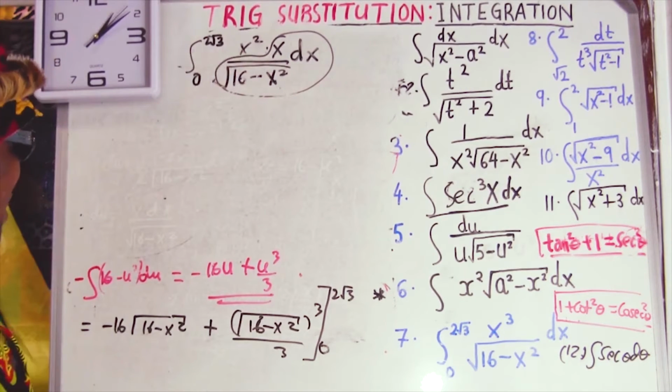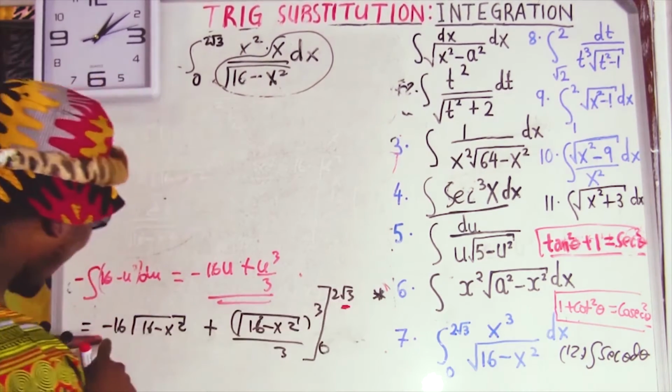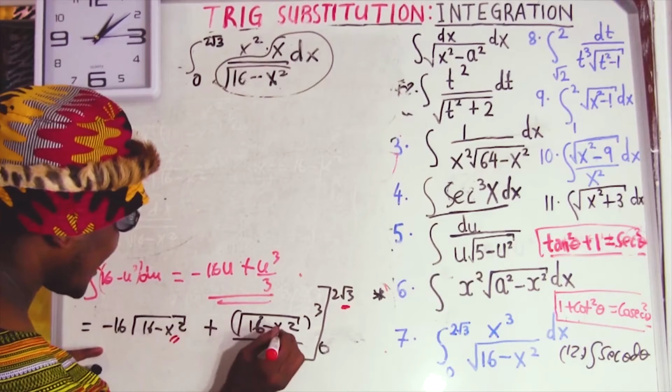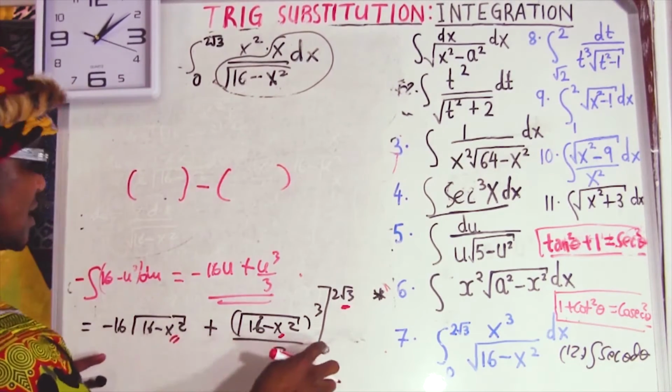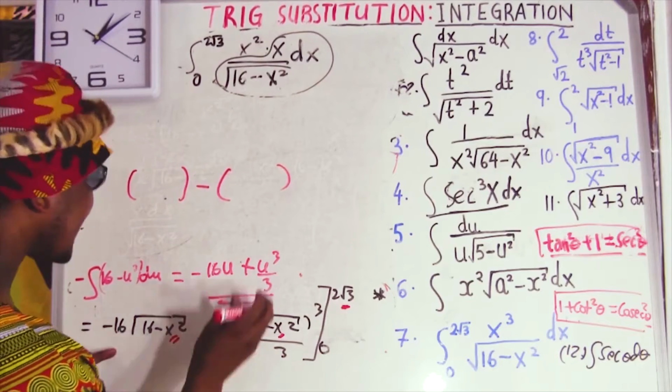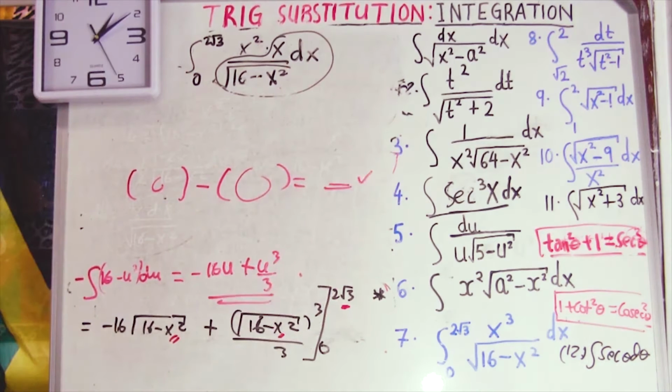But it's done. I'll show you now how we can do it. Upper limit: take this, substitute everywhere there's an x, like here, and then get the answer. Then you minus. Take this, substitute everywhere there's an x, and then get the answer right here. And then subtract, get the answer. I believe you understand. That's how you work with the limit.